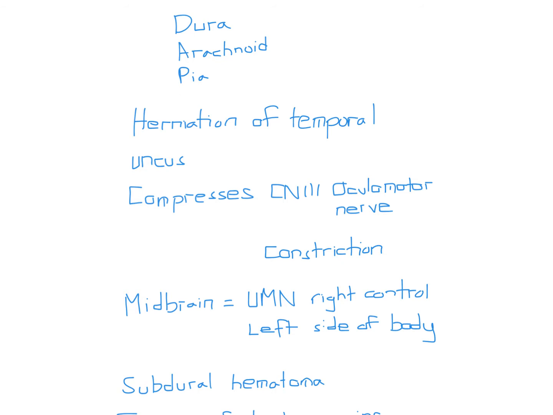So essentially this herniation of the temporal lobe compresses the cranial nerve 3, which is the oculomotor nerve. And so the oculomotor nerve is typically responsible for constriction of the pupil. So if you have a compression of this nerve, it's going to impair it, and therefore it's going to cause dilation of the pupil. So this is parasympathetic, and so this causes a constriction. So if this is impaired, then the only thing that can happen is dilation.